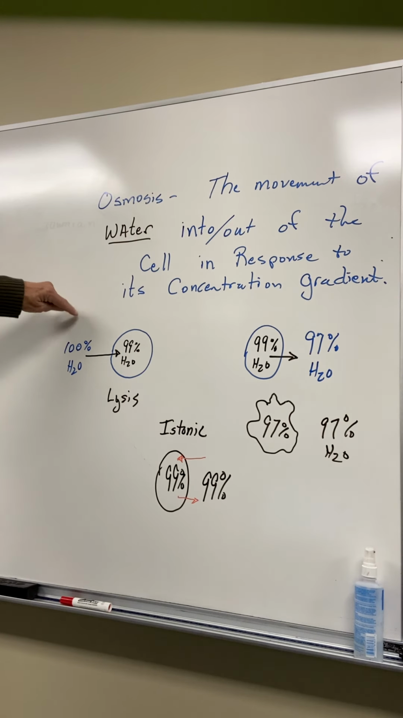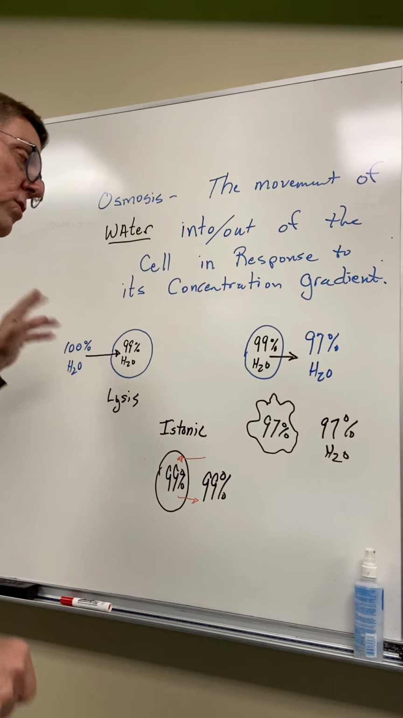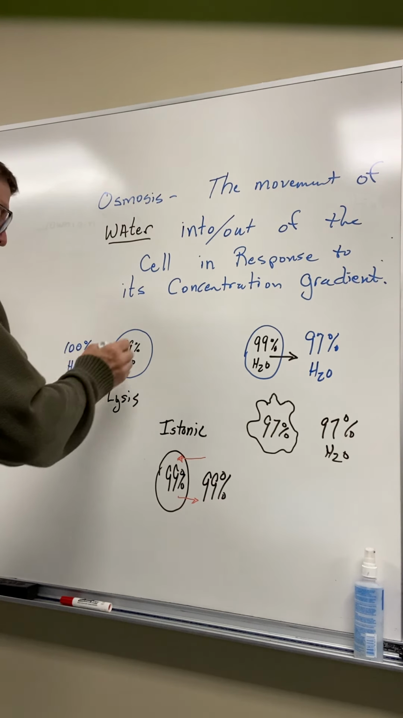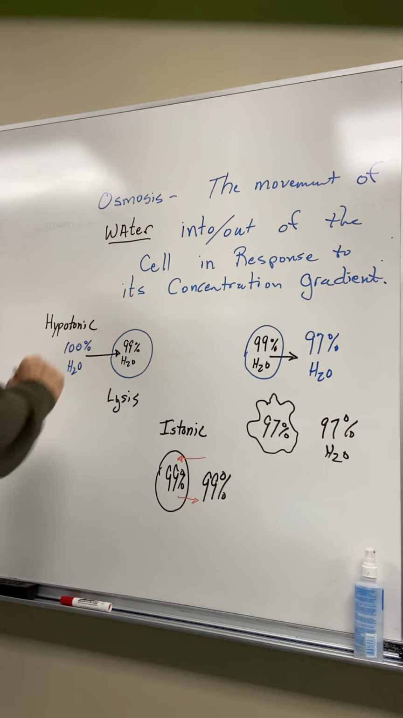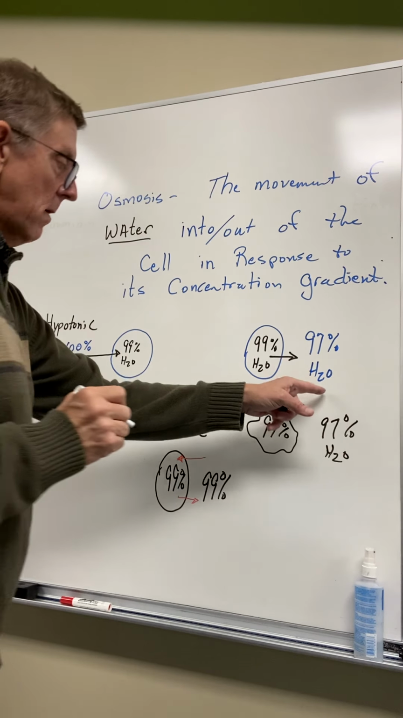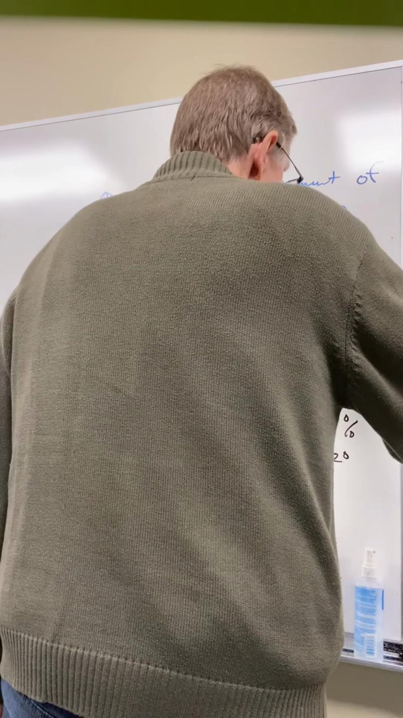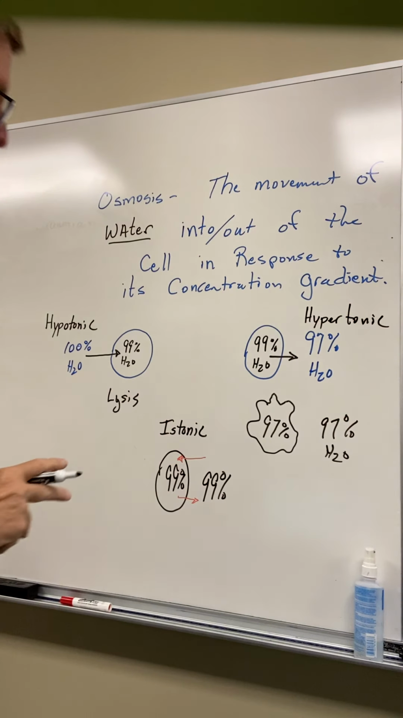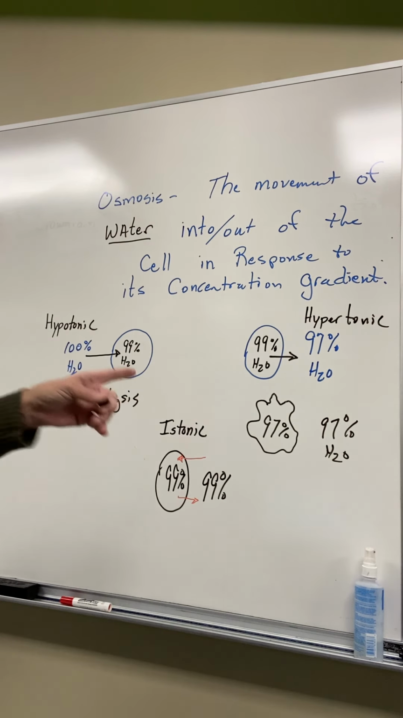Now, the environment around this cell here would be hypotonic. So it's less concentrated in terms of dissolved stuff. Hypotonic means a lower concentration of solute. And then the environment over here would be hypertonic, meaning it has a higher concentration of dissolved stuff. 3% versus 1%. 0% versus 1%, 1% versus 1%.